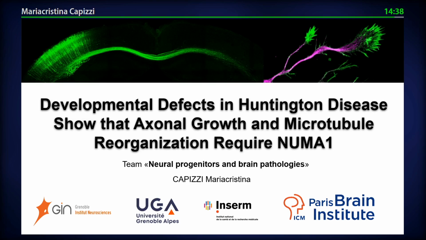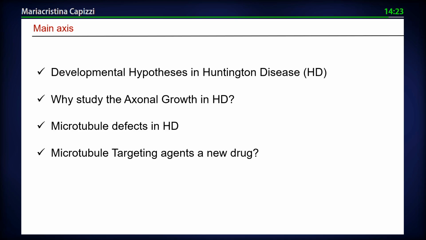So, good afternoon to everybody. I would like to thank the organizers for inviting me and giving me the chance to speak about axonal growth in Huntington disease mouse models. My presentation will have four main axes of discussion, and I will start by introducing the developmental hypothesis of Huntington disease and why we became interested in axonal growth. Then I would like to finish by opening a discussion about the possibility of candidating the microtubule cytoskeleton as a new therapeutic target.